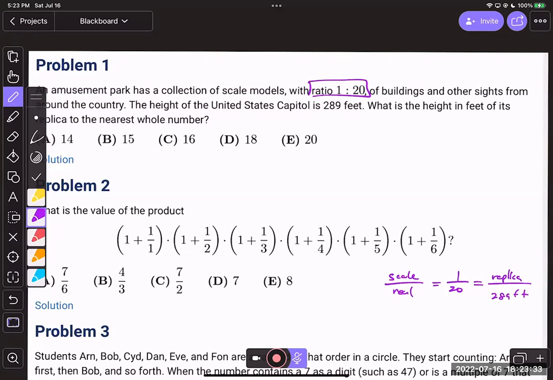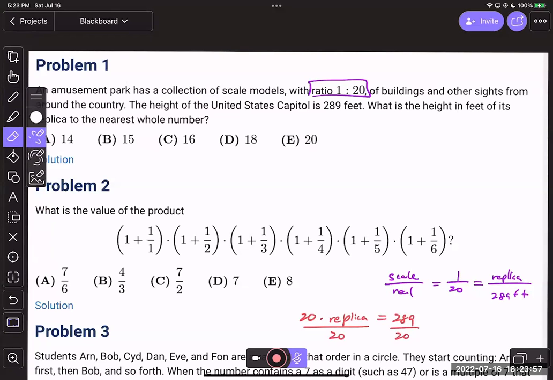So then what I can do from here is set up a cross product. I can set up cross multiplication: 20 times the replica is equal to 289. Then in order to solve for the replica, I just need to divide by 20. Divided by 20 gives me that the replica is equal to 289 over 20. Does that make sense? So what I'm asking now is what is 289 divided by 20 rounded?